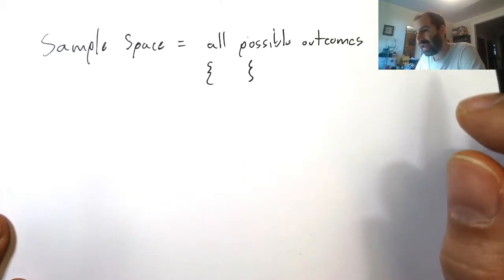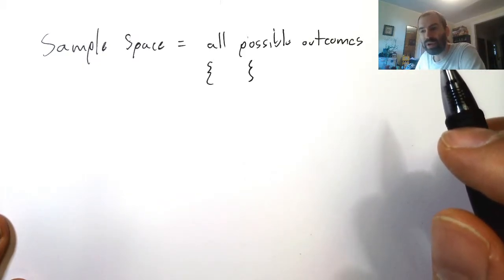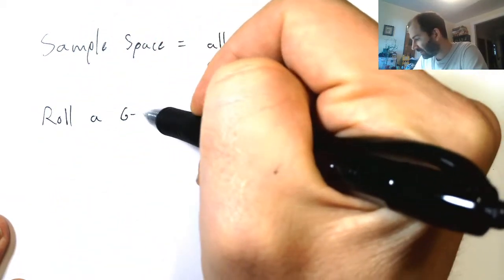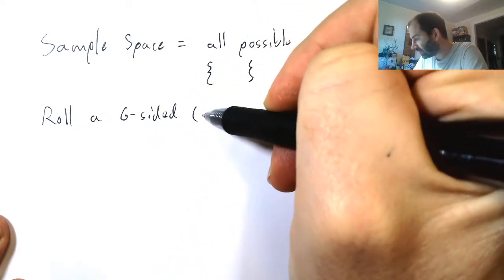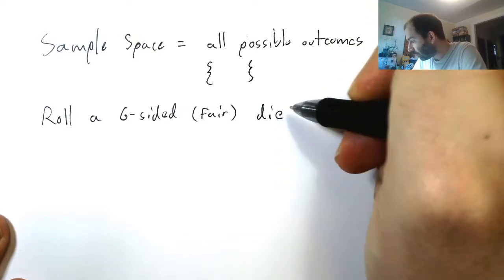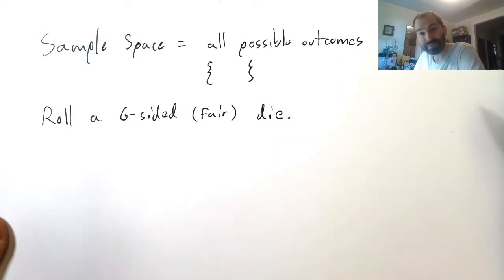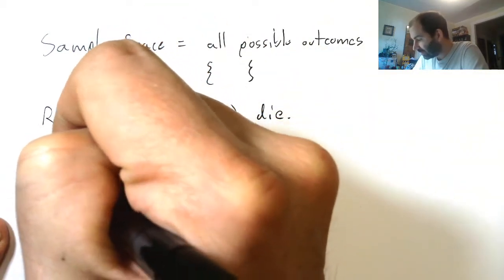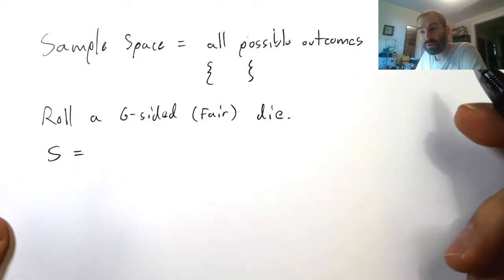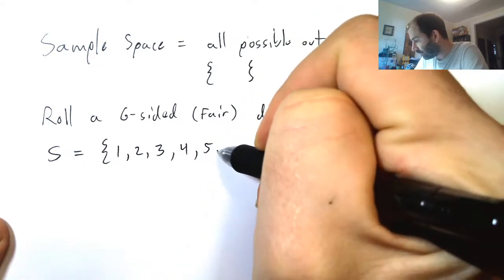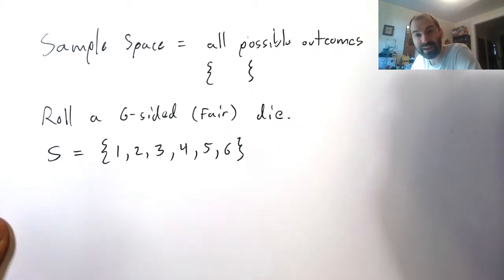Okay, and so let's look at an example where we roll a die. All right, so we roll a six-sided die, and we always assume, unless said otherwise, that the die is fair, which means that every number has an equal chance of coming up. So we roll a six-sided die. All right. What would the sample space be? Well, the sample space would be the set of all possible outcomes. Right. So 1, 2, 3, 4, 5, or 6. These are the different numbers I can get.